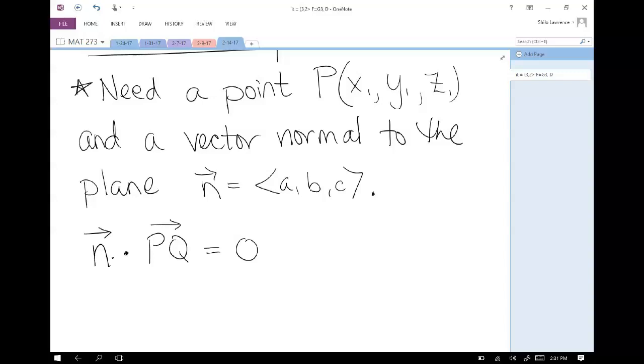I know P is in the plane, which means this vector Q should always be in the plane. And we're going to let Q be arbitrary. Q is just our arbitrary XYZ. So the plane is represented by the dot product between the normal vector and the vector PQ, where Q is an arbitrary XYZ and P is a point in the plane. Every time that dot product comes out to be 0, we have the equation for our plane.